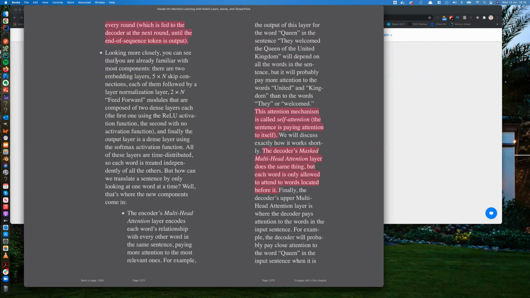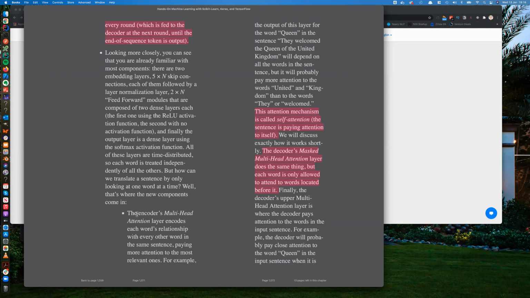So let's have a look. Looking more closely, as you can see, you're already familiar with most components. There are two embedding layers which you've already come across, some skip connections, a normalization layer and a feed forward module. All of these things that make this up were actually fairly well known, but it's the way they're all put together that is the interesting bit.